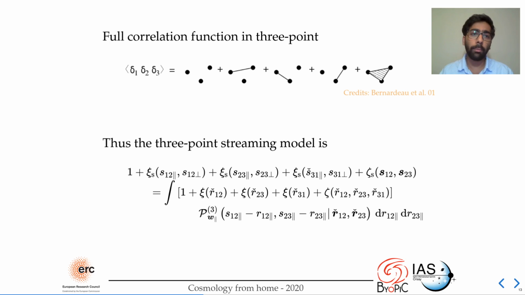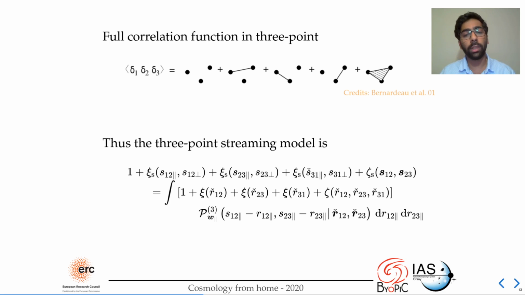Now to show diagrammatically what the full correlation function in 3-point is: it would be the 2-point correlation function plus the connected 3-point correlation function plus 1. And thus the 3-point streaming model can be written as given in the latter part of this slide. The full correlation function in 3-point in redshift space would be 1 plus psi_s plus 3 times psi_s plus zeta, where zeta is the connected 3-point correlation function.